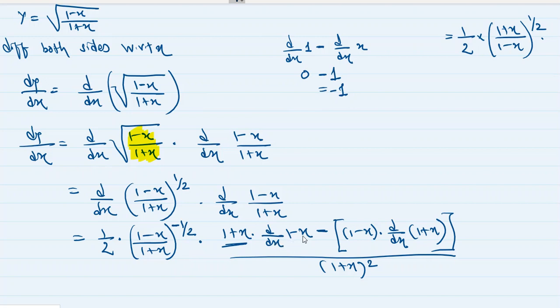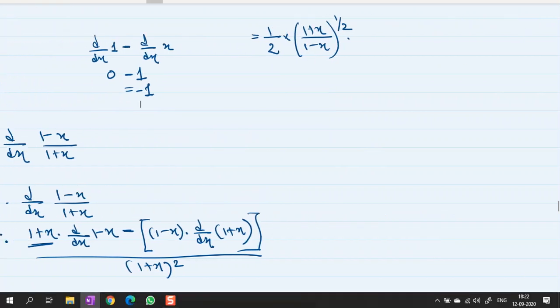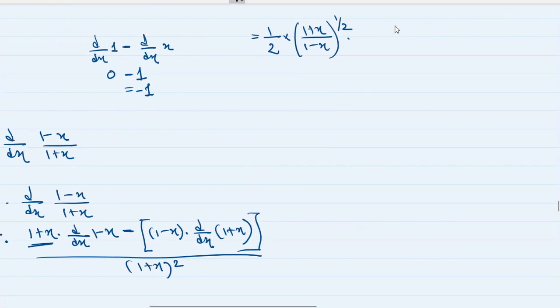And this minus 1 is going to get multiplied with 1 plus x. And here I'm going to get 1. Okay, remember that d by dx of 1 plus d by dx of x is nothing but 1. So now you know what's going to happen here in the numerator. So multiplied by, as I told you, d by dx of 1 minus x is minus 1.